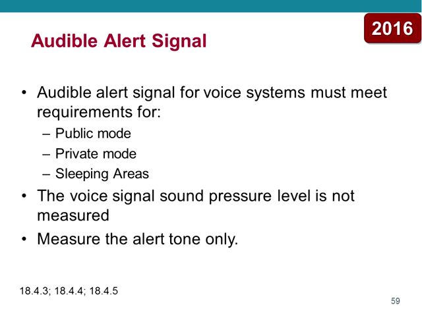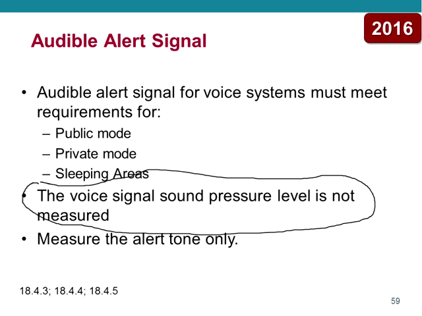Chapter 18, we made, again, a few minor changes, mostly just polishing things a little bit. Audible alert signals for voice systems must meet the requirements for public, private mode, or sleeping areas. And the committee made it very clear that the voice signal is not measured. Okay, we don't measure the voice signal. We measure the alert tone only. Only the alert tone is measured.